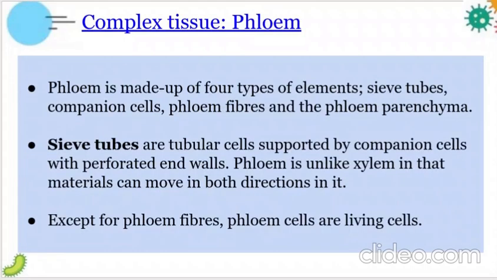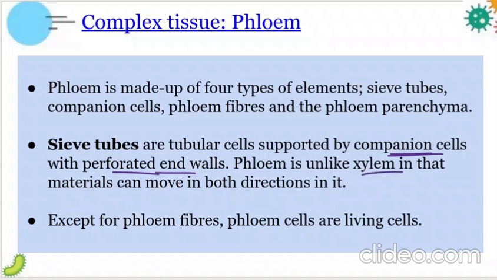The next type is phloem. Phloem is made up of four types: sieve tubes, companion cells, phloem parenchyma, and phloem fibers. Now, sieve tubes are very long, elongated, and supported by the companion cells. They have sieve plates, which are perforated, for the food which is going up and down.